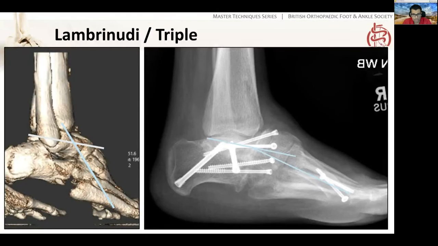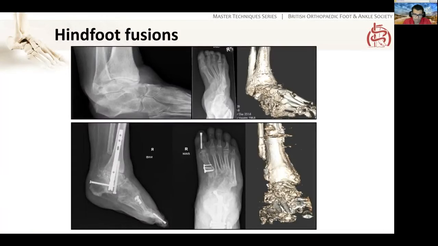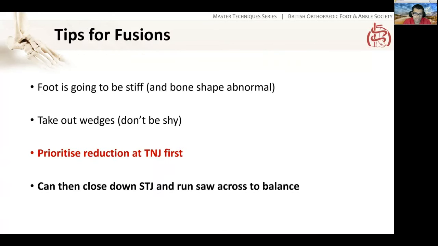So, if they've got deformity at the ankle and the subtalar joint, then I often do a TTC fusion and a cavus foot correction. And this deformity, although it looked severe, actually had a simple forefoot deformity. It just needed a hindfoot fusion. My tips for fusion: remember, the foot is going to be stiff and the bone shape is abnormal.